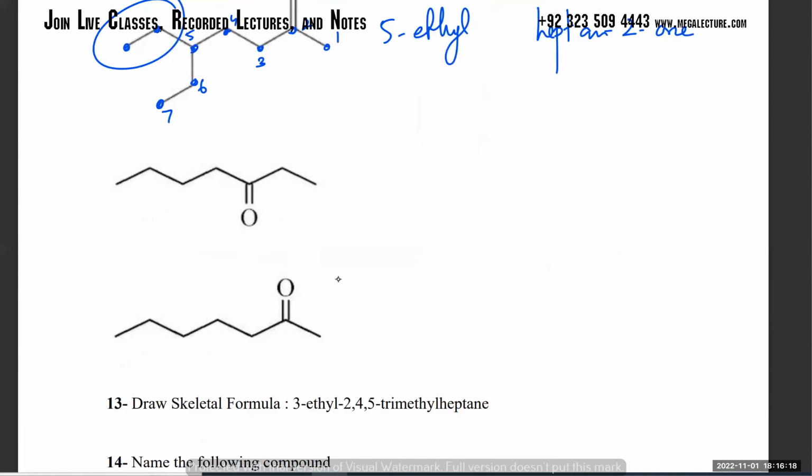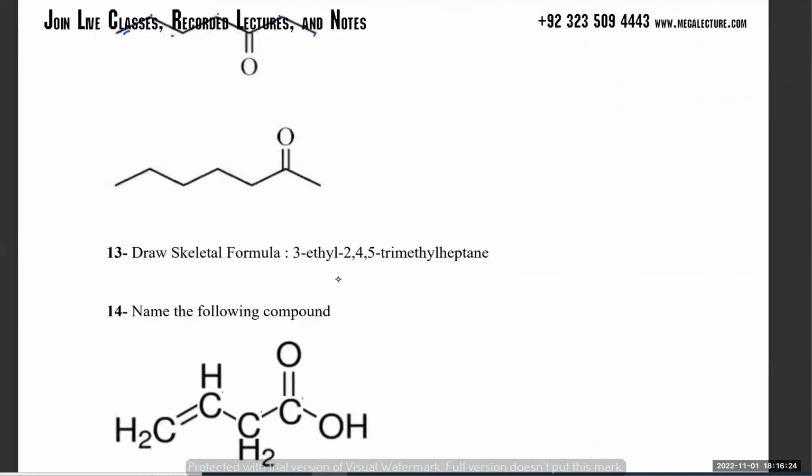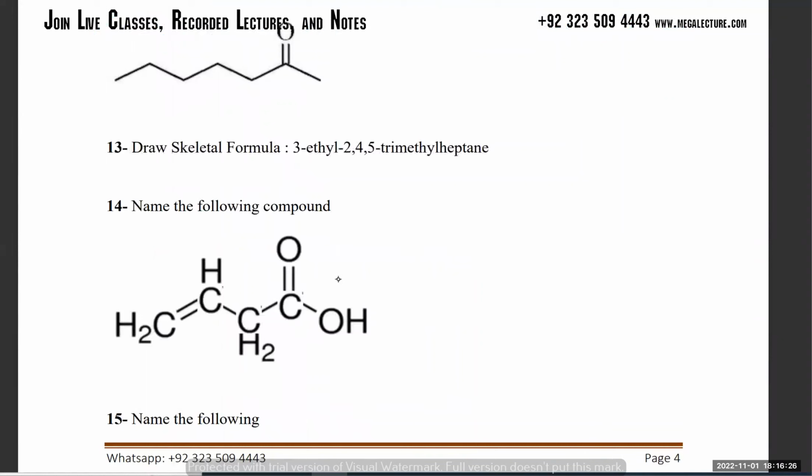This is 1, 2, 3, 4, 5, 6, 7. Heptane 2 on it. Achha, so over here, this one is also simple, like the previous one. Let's do 3-ethyl-2,4,5-trimethylheptane. He's asking for the skeletal formula. So we're going to start with heptane.